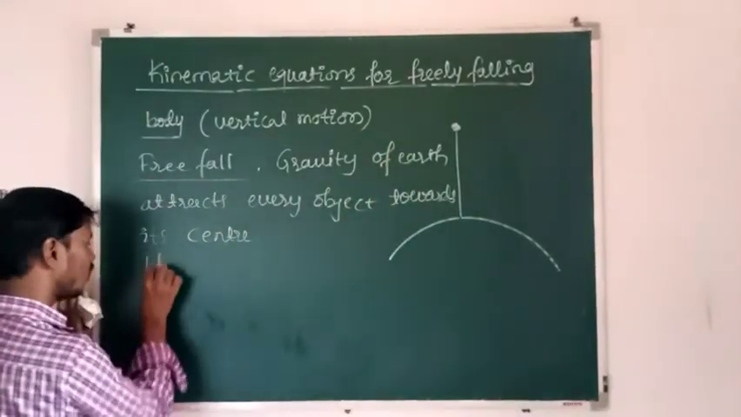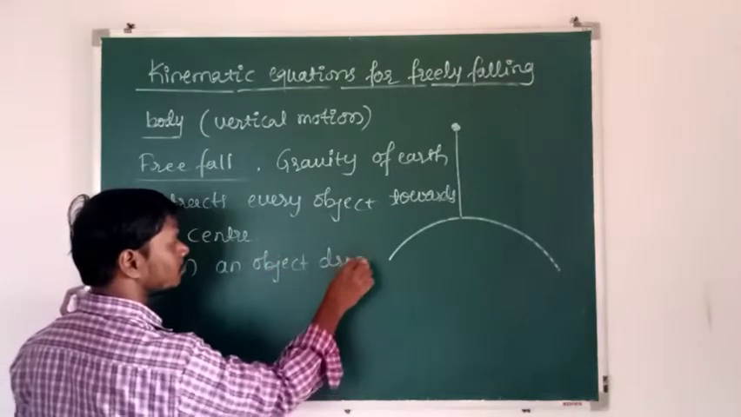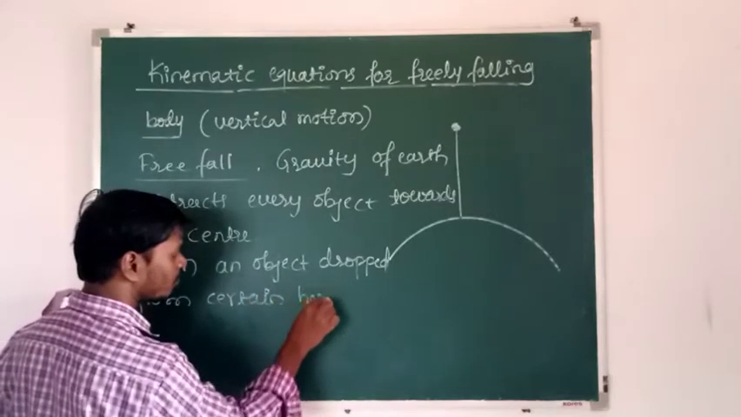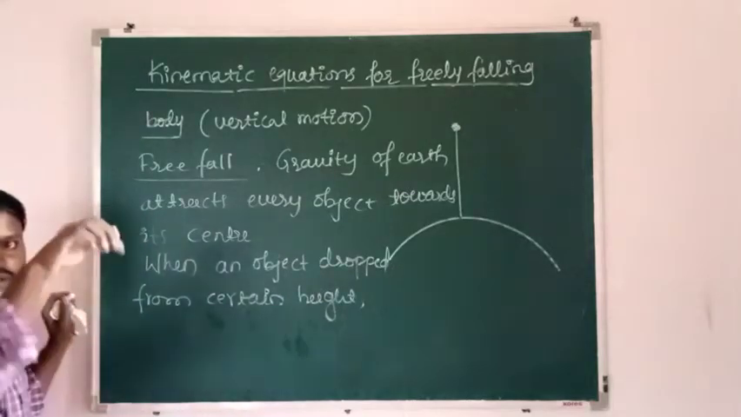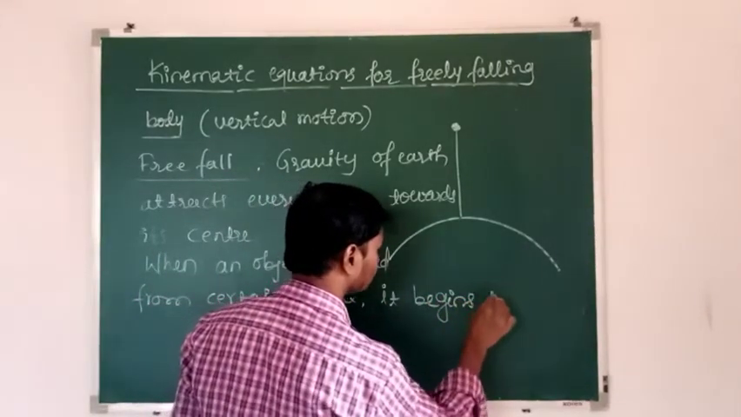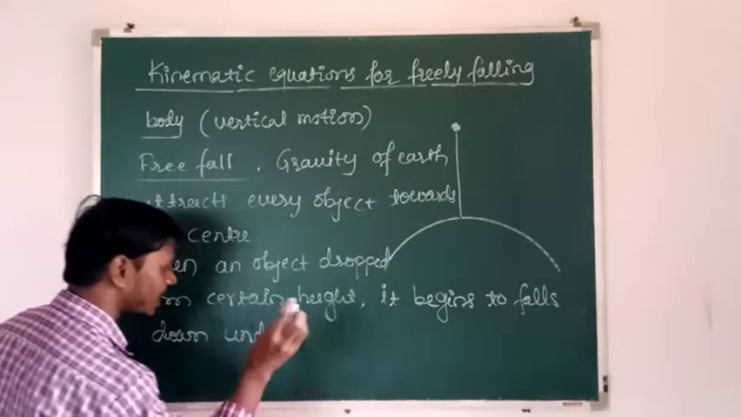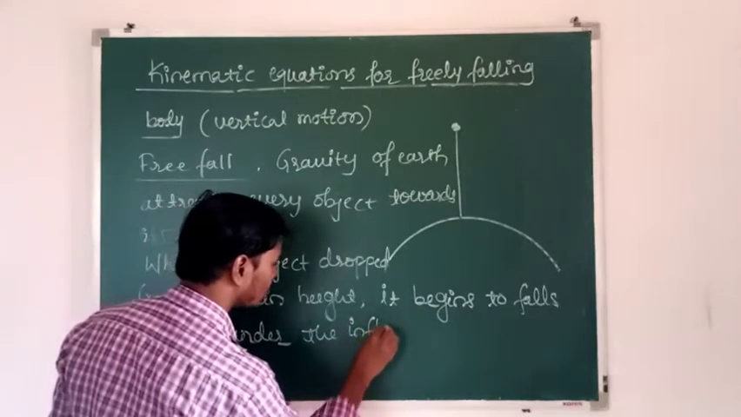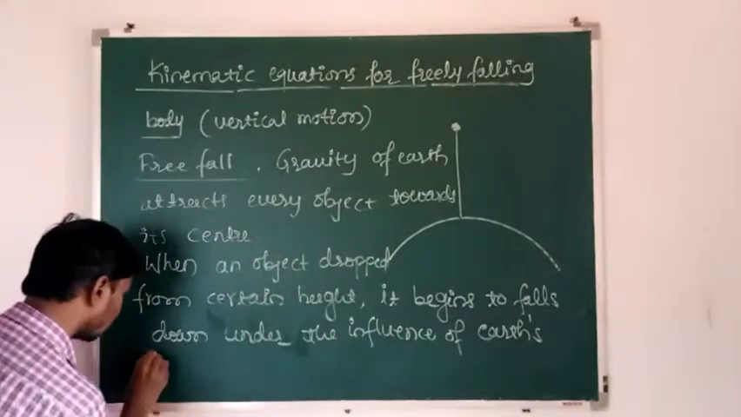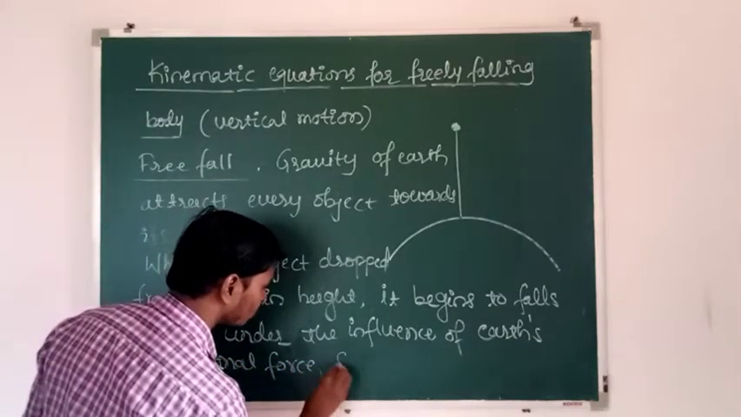Then when a body or an object is dropped from a certain height, this body begins to fall down under the influence, or under the action, of Earth's gravitational force. Such a motion is called free fall.